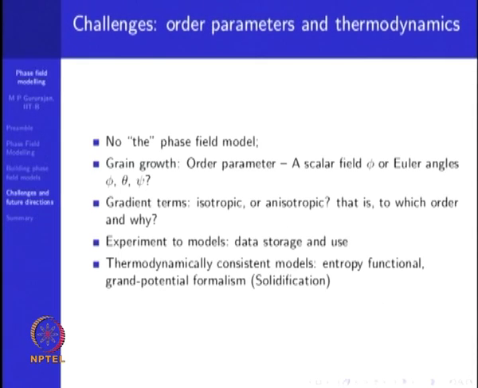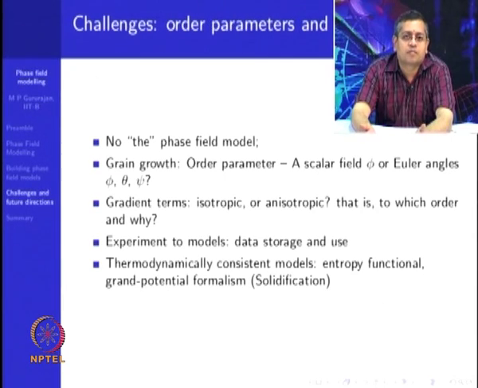Of course, you have noticed that there is no the phase field model. For example, we have looked at an order parameter based grain growth model, where we used a scalar field phi, but we know that different grains are described by their orientation. So, you can use the Euler angles as the order parameters, and their variation can, for example, describe the microstructure. Yes, it is possible, as long as you can use these order parameters and write the free energy in terms of order parameters and their gradients, you should be able to do it.